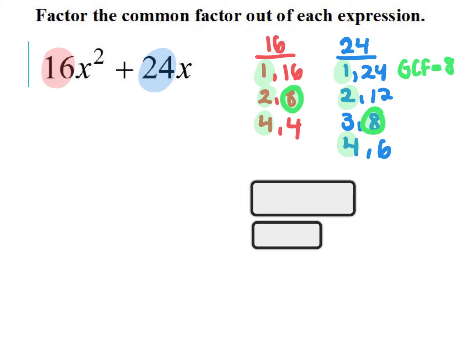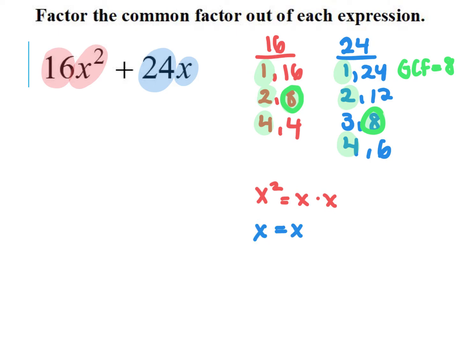Then I'm going to look at the variables. The first term has x squared, so I can rewrite that as x times x. The second term is just x, which I know is really just 1x. So if I look for what's in common here, I can see that both of these have just 1x, so the greatest common factor of the variables is just x. So this means that my total greatest common factor is the greatest common factor of the numbers, 8, times the greatest common factor of the variables, x.